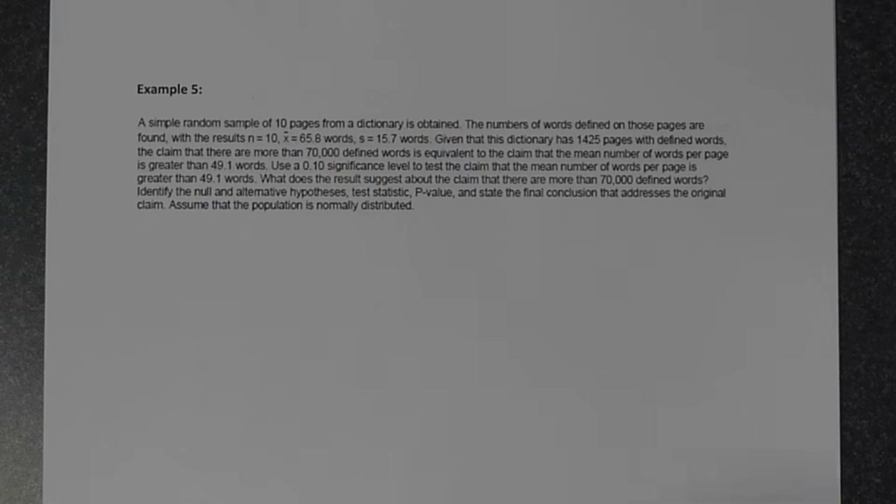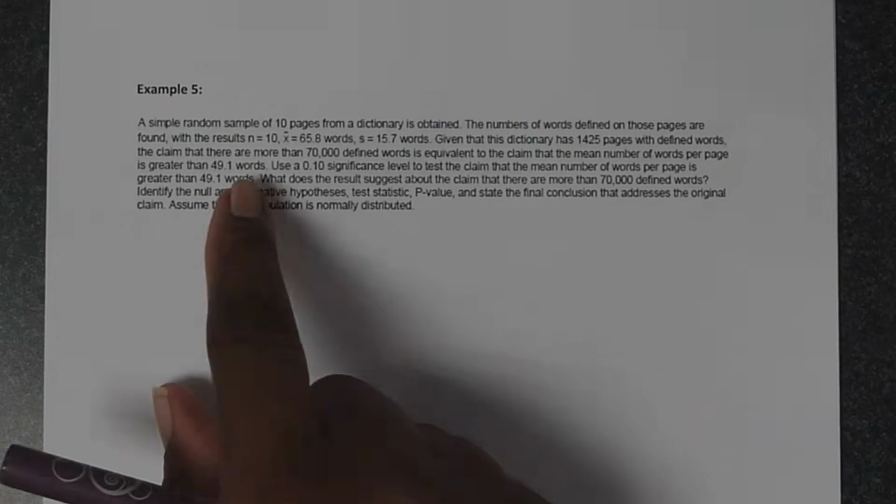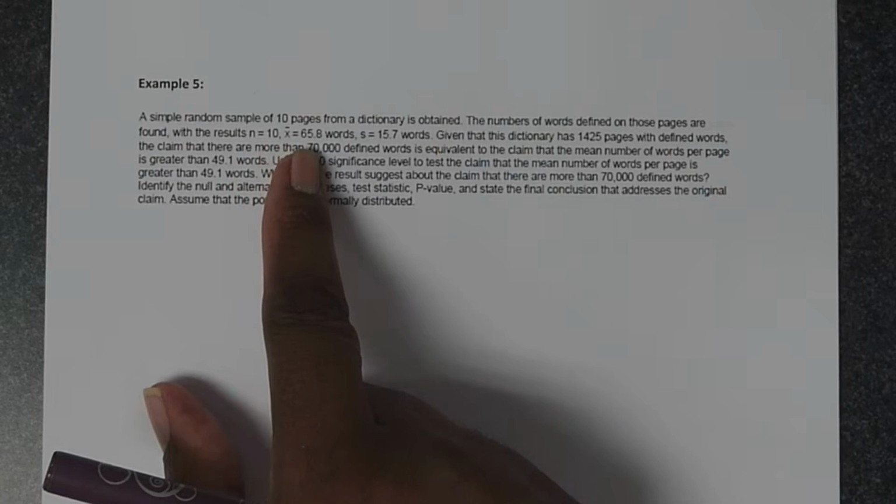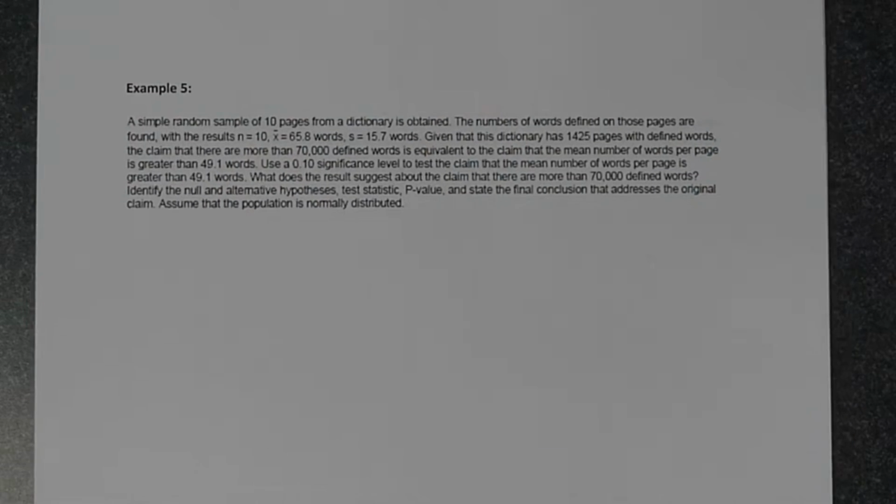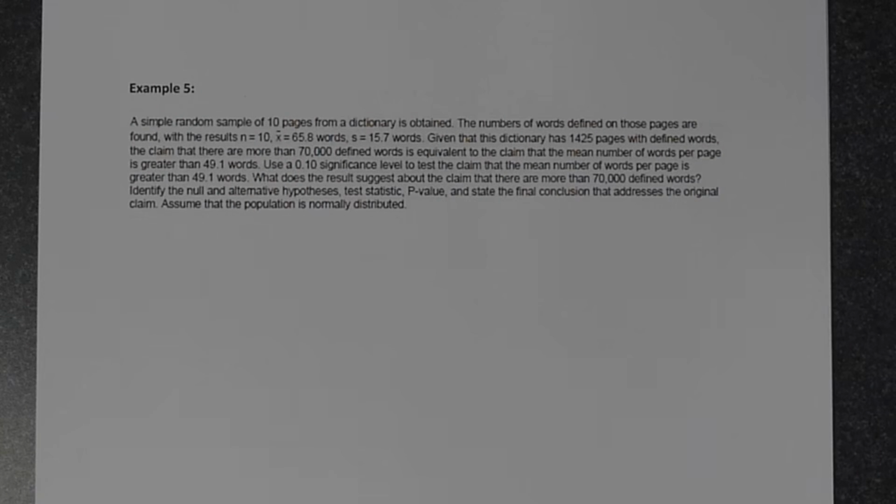In example 5, it states this: a simple random sample of 10 pages from a dictionary is obtained. The number of words defined on those pages are found, with the results being n is equal to 10, x bar is equal to 65.8 words, and s being 15.7 words. X bar is your sample mean, which is 65.8, and your standard deviation s is going to be 15.7 for that sample.